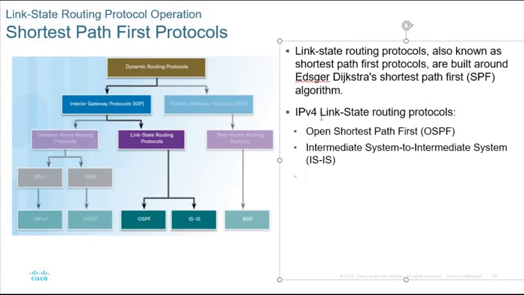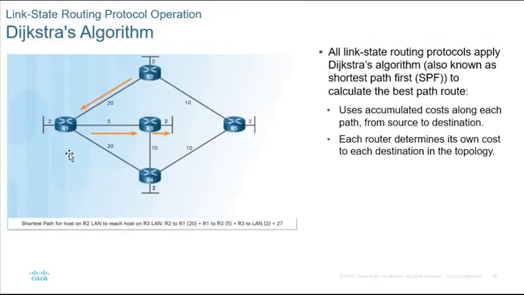These are the two link state routing protocols under IPv4: OSPF and IS-IS, Intermediate System to Intermediate System. Now, in CCNA3, we're only covering RIPv1, RIPv2, EIGRP, and OSPF. Unfortunately, IS-IS is beyond the scope of this curriculum. So we're going to focus on OSPF in the succeeding modules, because it has a different discussion, a different module. So let's see how the Dijkstra algorithm works.